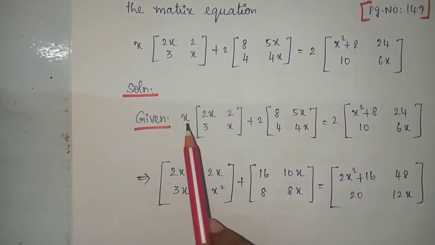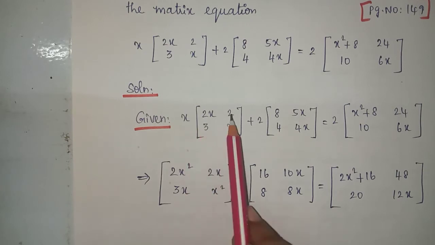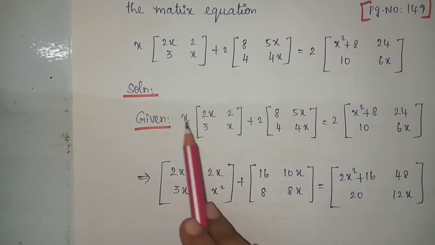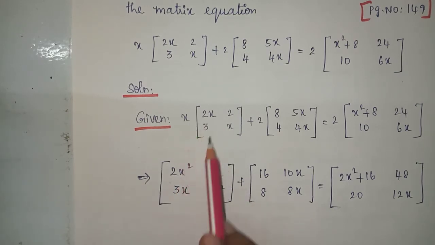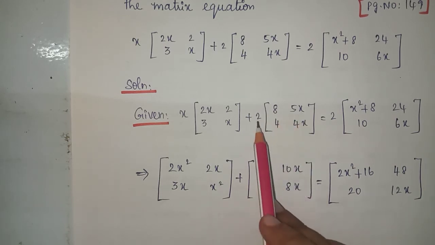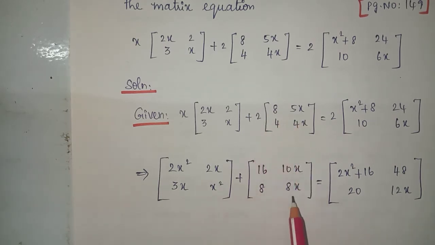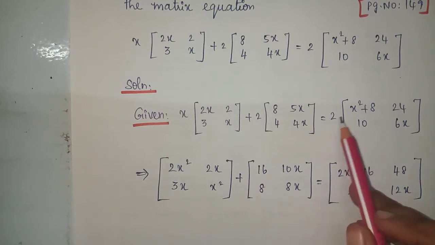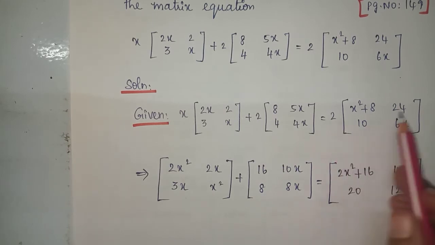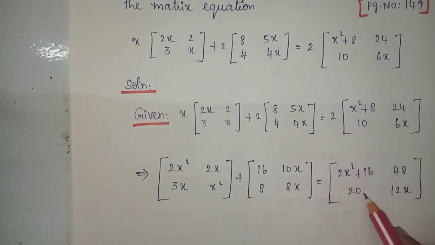Then the next step is you have to do a scalar multiplication. That is, you have to multiply x with each element of the given matrix. So 2x into x is nothing but 2x square. Then x into 2 is 2x. 3 into x is 3x. x into x is x square. Plus 2 8s are 16. 2 into 5x is 10x. 2 into 4 is 8. 2 into 4x is 8x, which is equal to 2 into x square plus 8, which is 2x square plus 16. 2 into 24 is 48. 2 into 10 is 20. 2 into 6x is 12x.